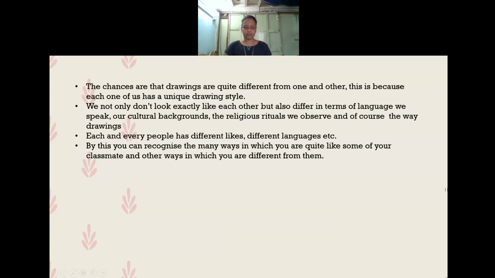In that drawing we can see three different types of pictures. They are not the same because each and every individual living in the world has unique features. I have my own characteristics, and you have your own characteristics and style. Whatever my ethics and principles are, maybe they will not be your principles.